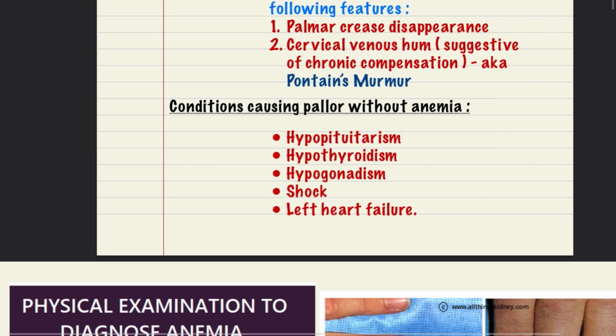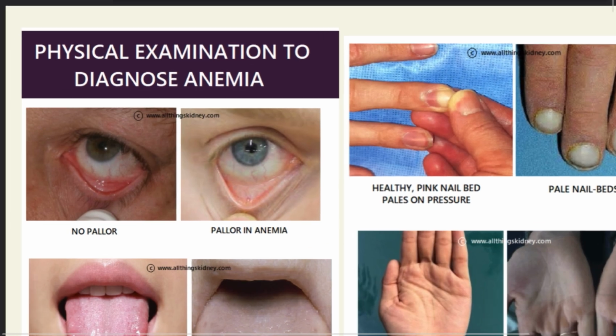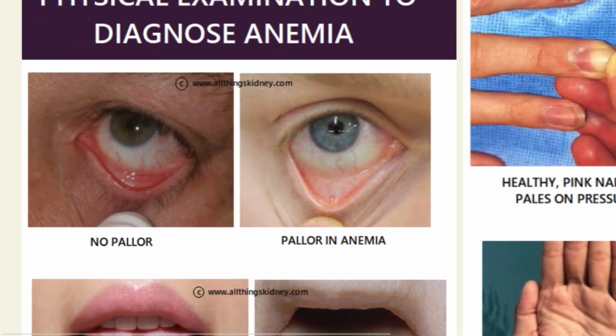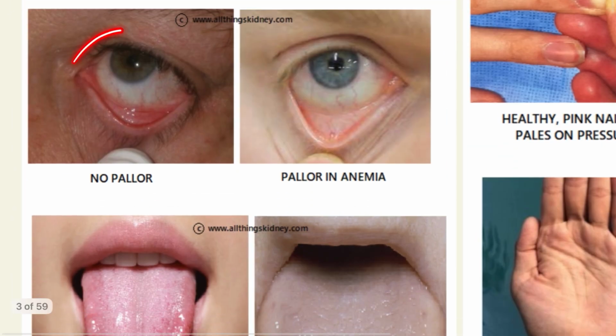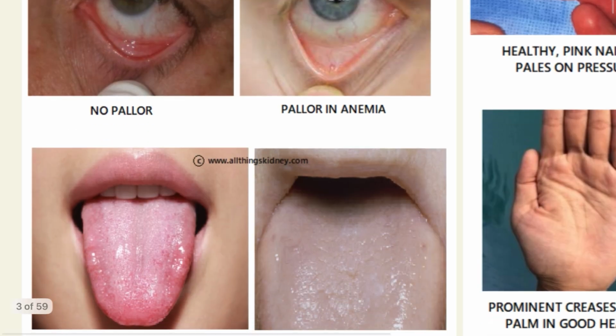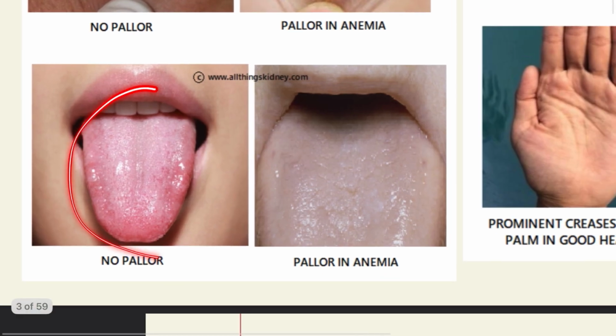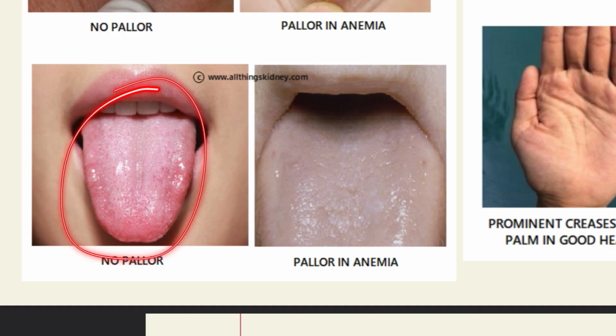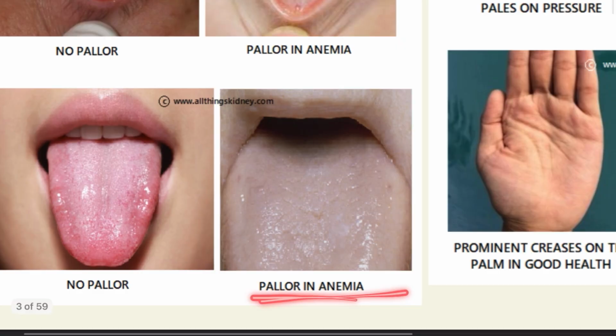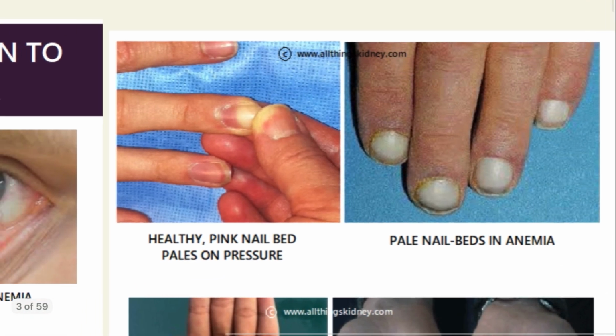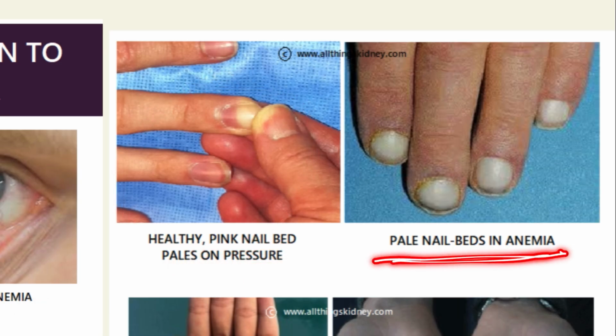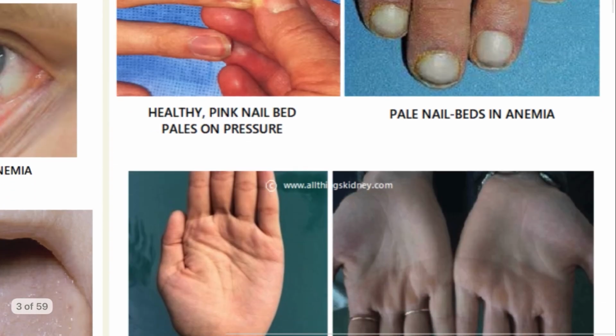So now we will see the sites that I told you. This is the lower palpebral conjunctiva. As you can see, this is the normal condition in all of us, and this is the pallor which you see in patients having anemia or the other conditions that I told. Then the second site is the tongue mucosa, oral, this is the tongue. You can see the pallor in the tongue. Then you can see the healthy pink nail bed, which pales on pressure, and these are the pale nail beds in anemia.